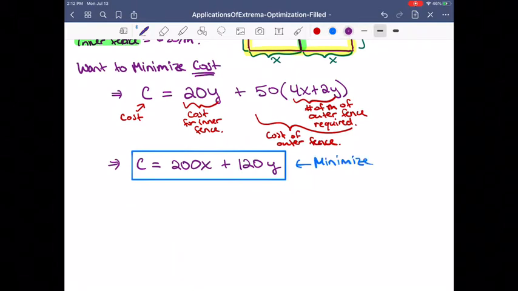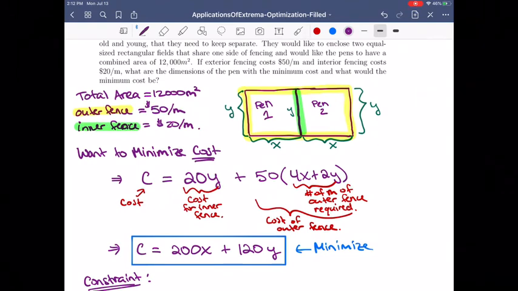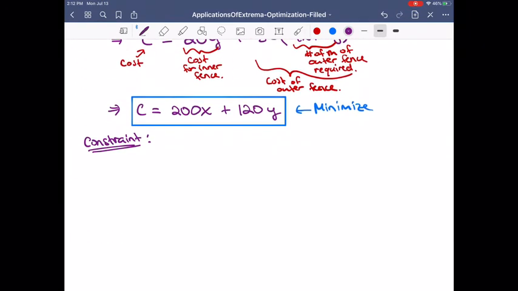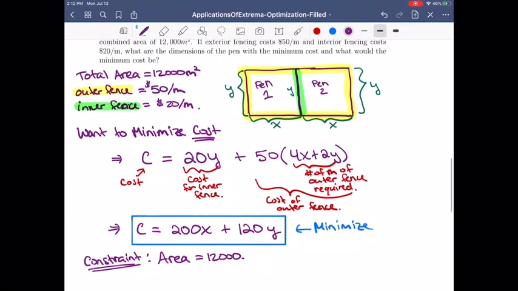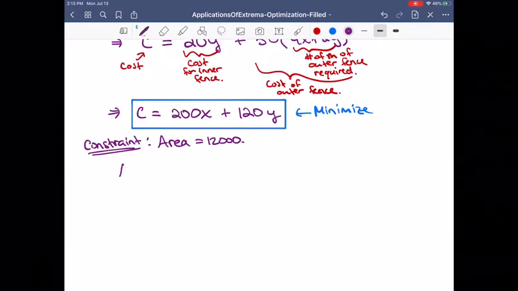But notice there are too many variables. Because there are too many variables, we need a constraint. So what is constraining the size of our pen? Well, I have a total area that I want. I know that the area should be 12,000. How do I compute the area? The area for a rectangle is length times width. My length, the way I've defined my x's, is 2x, times y. So the area is 2x times y.